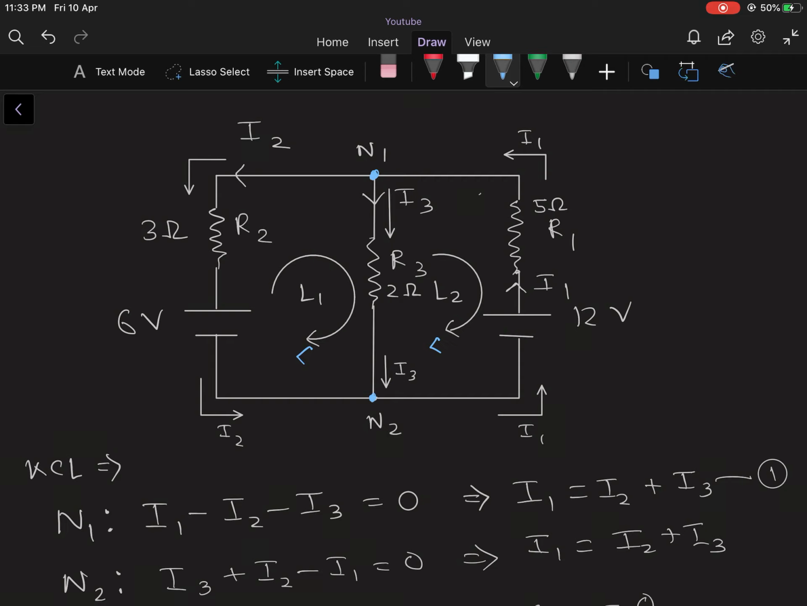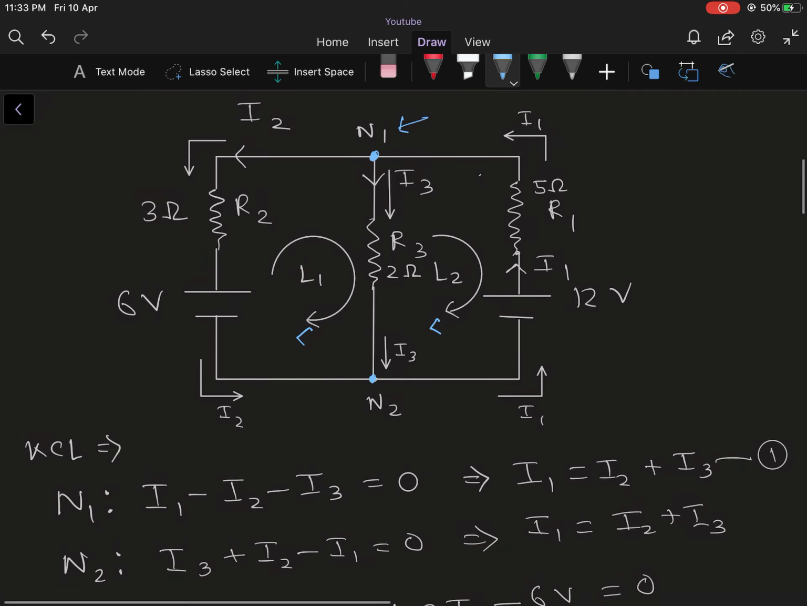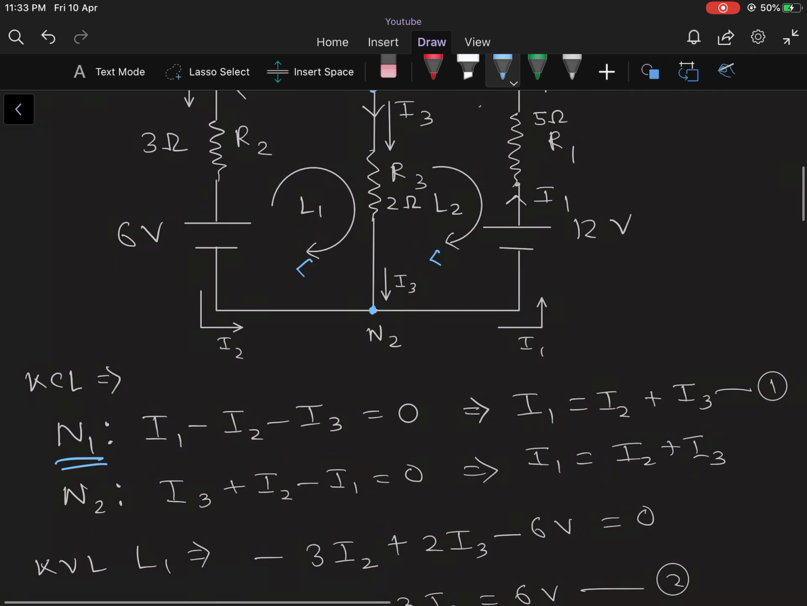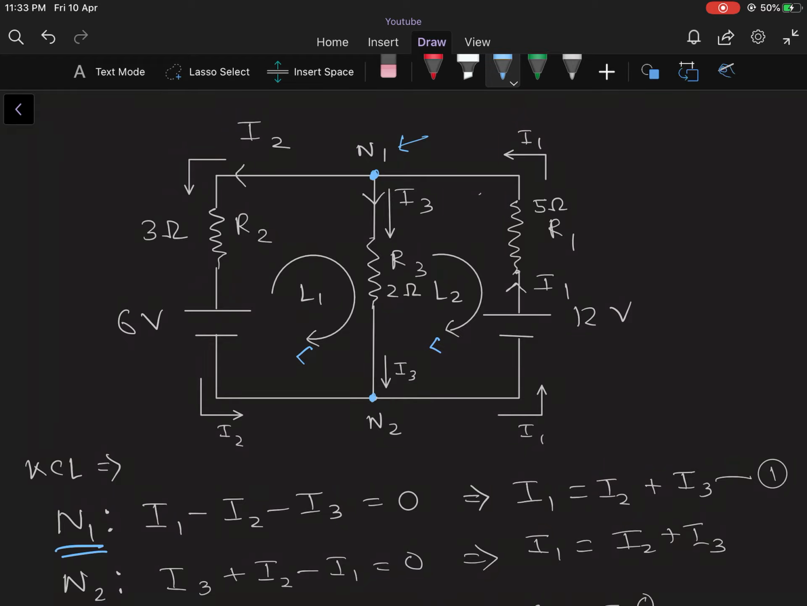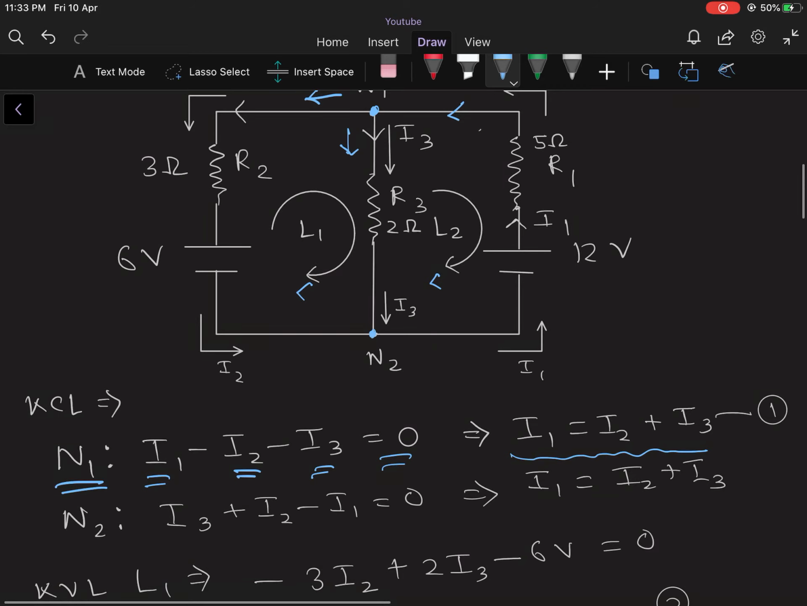So for now, in the junction or node N1, let us apply Kirchhoff's current law. In N1, current I1 is coming in, so we take it as positive. I2 is leaving and I3 is leaving, so they are negative. The total sum is 0, which implies I1 equals I2 plus I3.